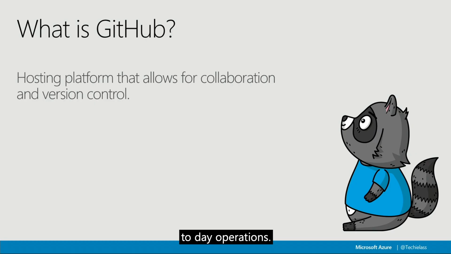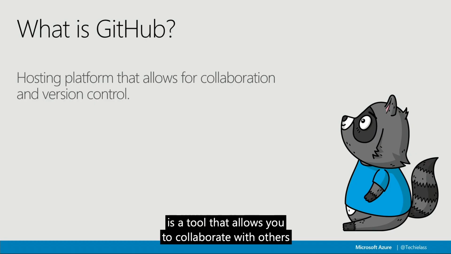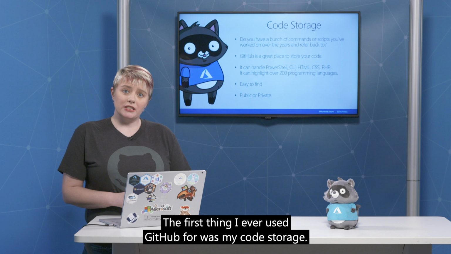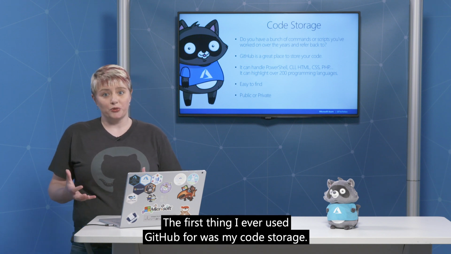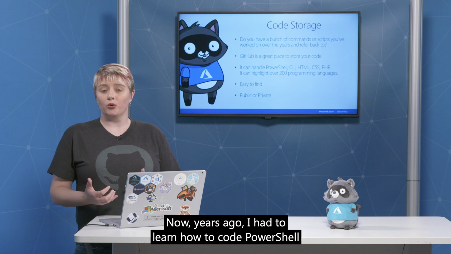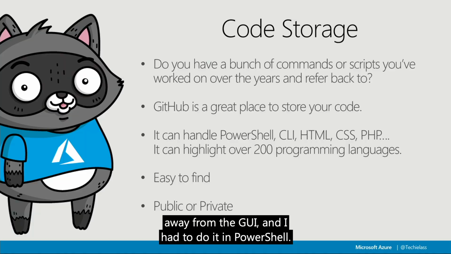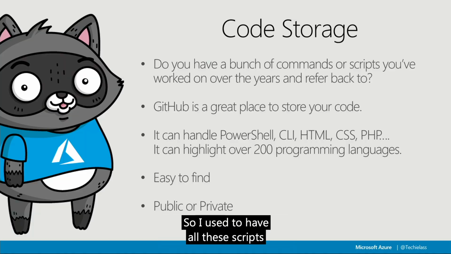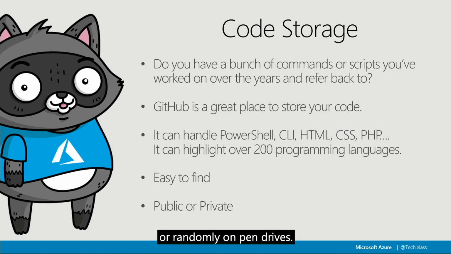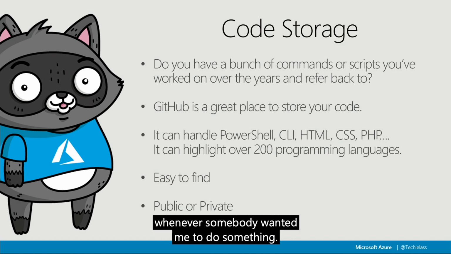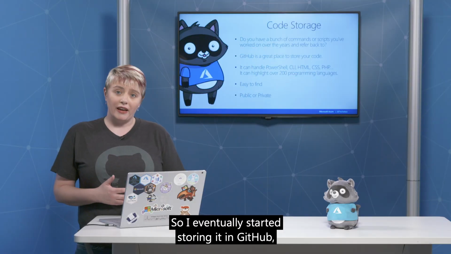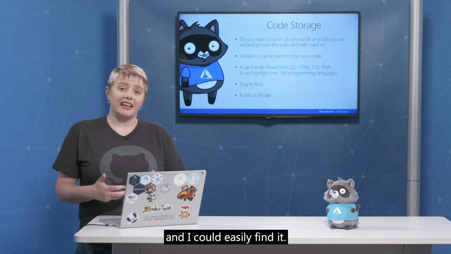day-to-day operations. Now, in its simplest form, GitHub is a tool that allows you to collaborate with others and do some version controlling. The first thing I ever used GitHub for was my code storage. Years ago, I had to learn how to code PowerShell because Microsoft Exchange took a lot of the functionality away from the GUI, and I had to do it in PowerShell. So I used to have all these scripts in my OneDrive, my Google Notes, my email, or randomly on pen drives. And it was really hard for me to try and find those whenever somebody wanted me to do something. So I eventually started storing it in GitHub, and I could easily find it.